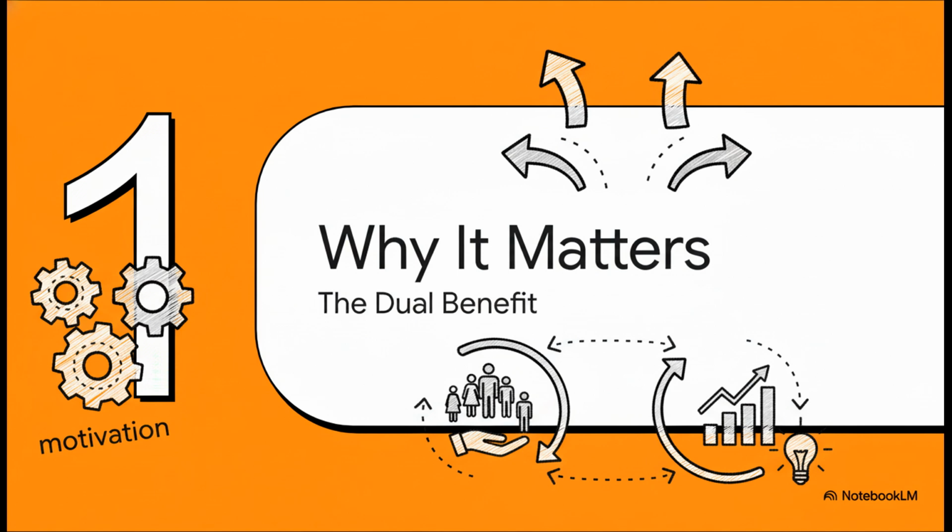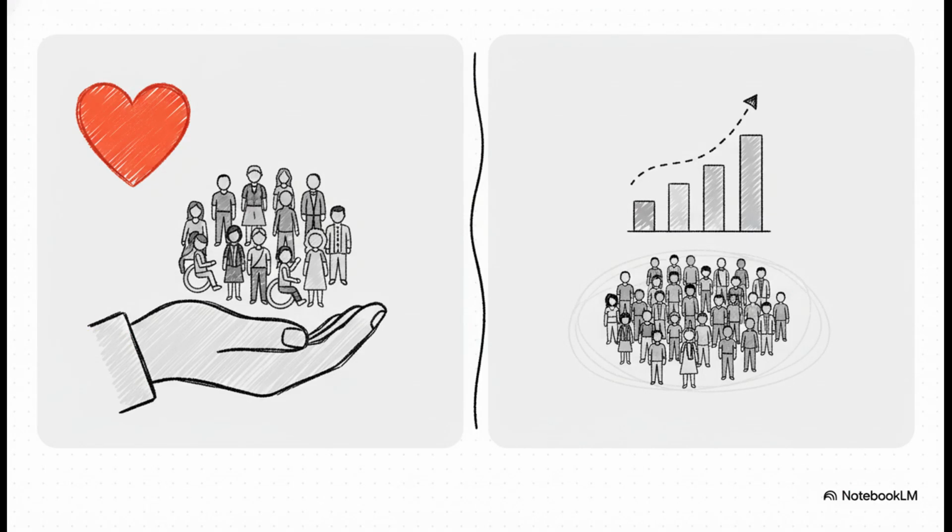Why should accessibility be a top priority? Well, it turns out there's this really powerful dual benefit. Okay, so on one side, it's just the right thing to do, you know? It's an ethical thing. But it's not just that. It's also super practical. Good, accessible design actually makes the experience better for everybody.